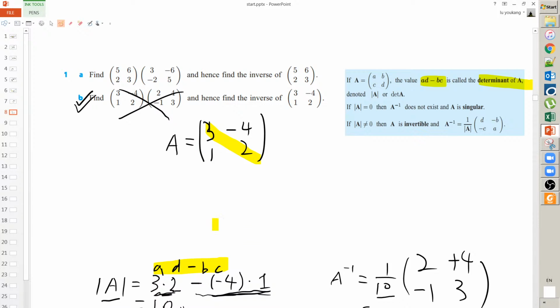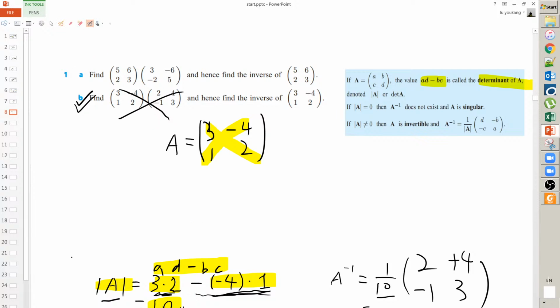Yeah. Okay. So BC is minus 4 times 1, which is here, right? Okay. So what do you get? 3 times 2 is 6, minus minus 4 is 10, right? So that's why you get 10. Your determinant A is 10, right? So are you okay with the determinant A? Yeah, okay.